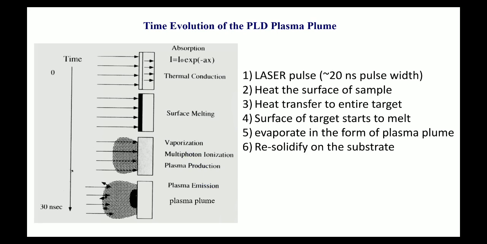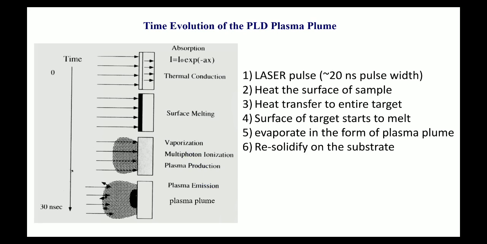Then continuously these pulses are incident, and the material evaporates in the form of a plasma plume. Once the plasma plume is generated, what happens? This plasma plume contains the ions which are present in the target material, and these ions get deposited on the surface of the substrate. Then they resolidify on the substrate.